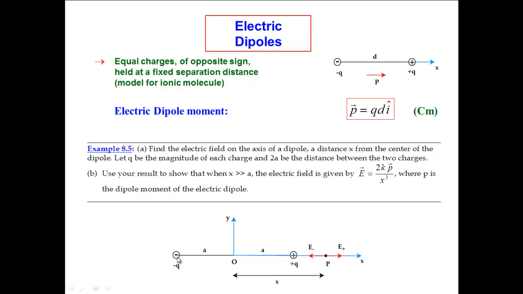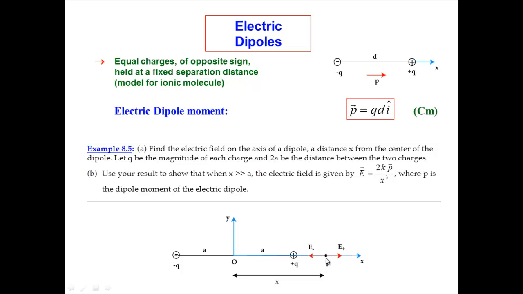So the dipole is composed of a negative q and a positive q centered on the origin, lying on the x-axis, and a is the separation distance from the origin to each charge. So point P is where we want to find the electric field produced by the dipole.